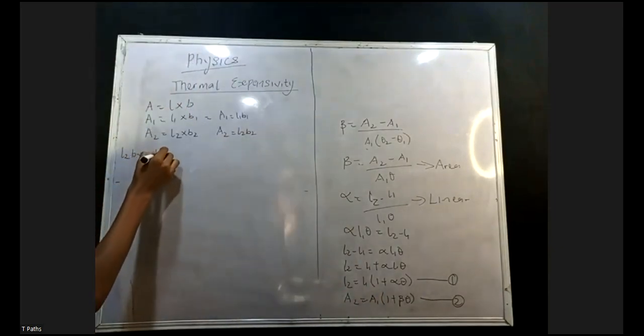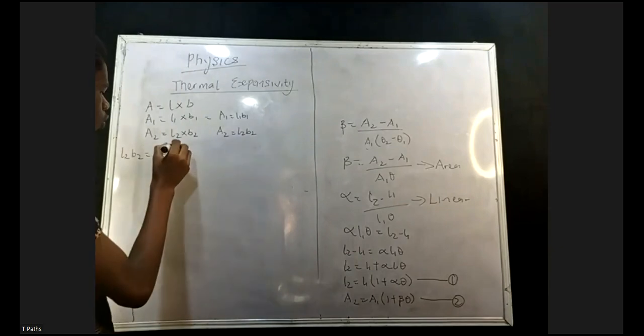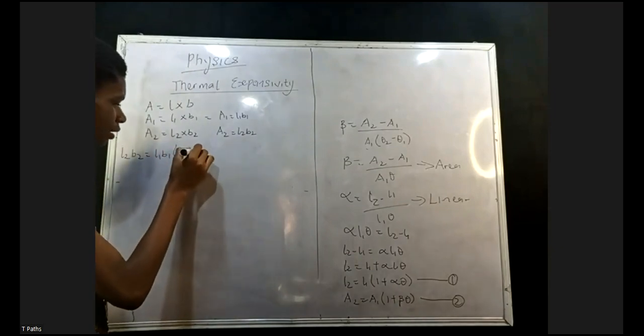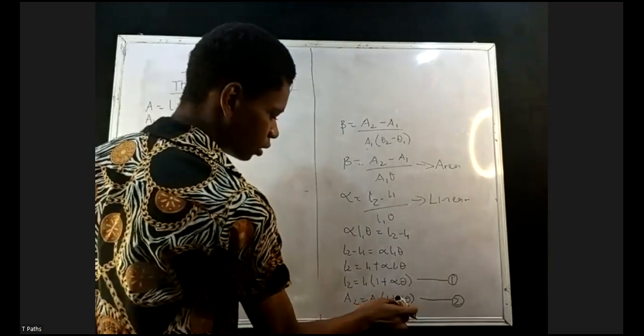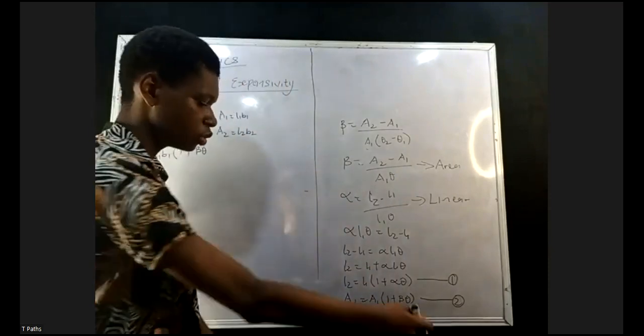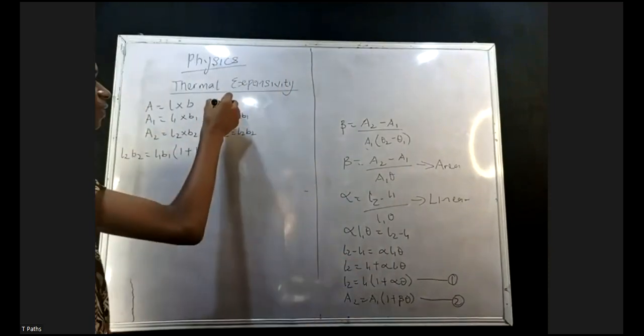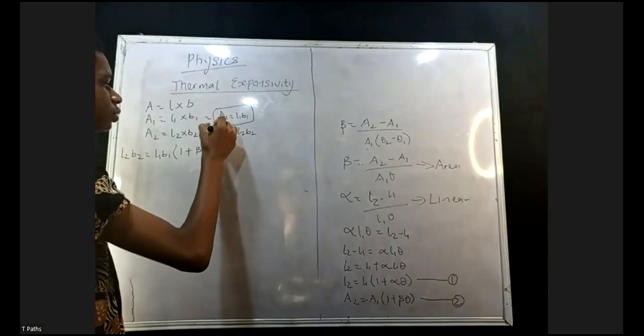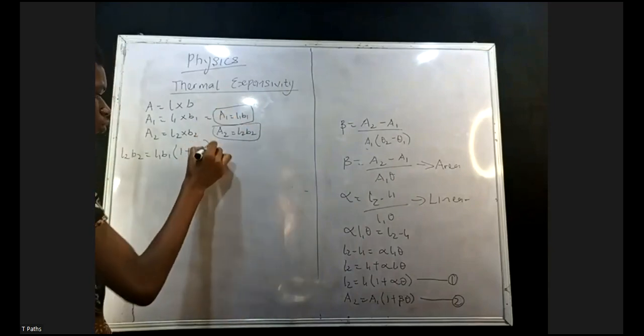I hope you guys are following me. So open bracket 1 plus beta theta. Don't forget, this is what I'm substituting into equation 2. I'm substituting the values of A1 and A2 into equation 2. So that's why I have this.